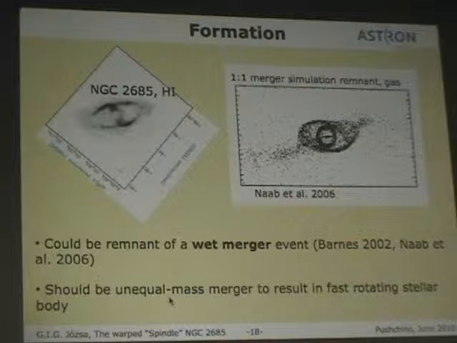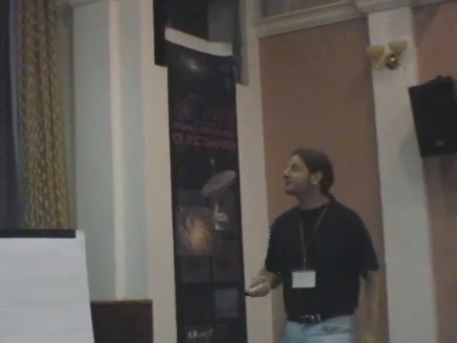There are simulations of wet mergers of spiral galaxies. We would still expect an exponential profile of the stellar body, which it simply doesn't show. So the best guess for me is that this is the result of a wet merger. And I'm already coming to my conclusions. I hope you don't mind too much.